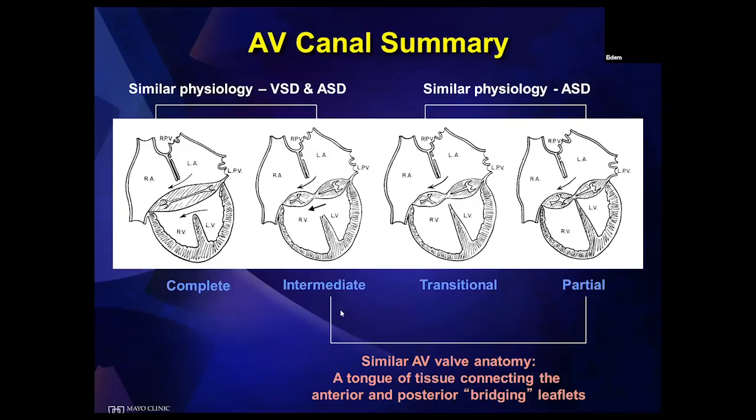And then there's something called an intermediate canal, where you can have both a large VSD and a large ASD, very similar to a complete canal, but you have 2 separate AV valves. So that's sort of an intermediate between a complete canal and a partial canal. We call that an intermediate canal, and those are much less common.